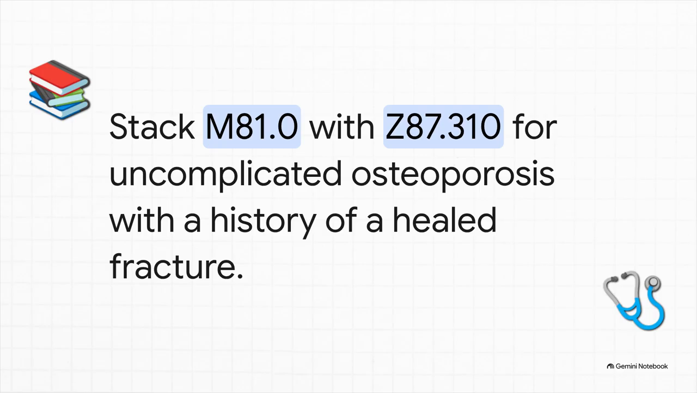Now you might be wondering, why go through the trouble? Well, because a patient who has broken a bone from osteoporosis once is at a massively higher risk to do it again. This combination coding accurately captures their high-risk ongoing disease profile while strictly respecting the fact that the acute phase of their previous fracture is totally over. It gives the payer the full historical context without inflating current resource use.